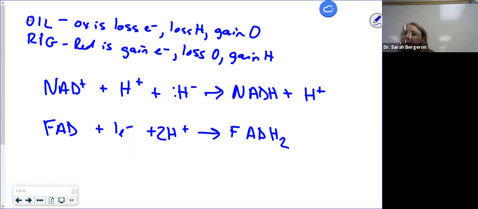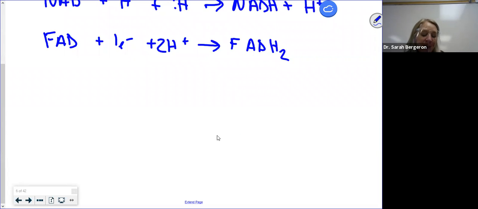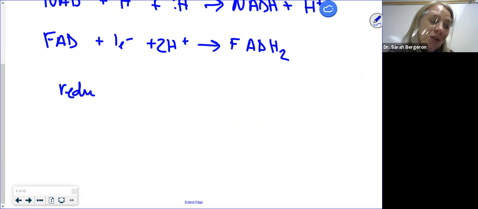So what makes one molecule pick up electrons and others drop off electrons? What's up with that? What is it? Close. Very close. So it has to do with our structure. It's all about the potential of those molecules and how much they want those electrons, right? So it's a little bit about electronegativity. We call that our reduction potential.